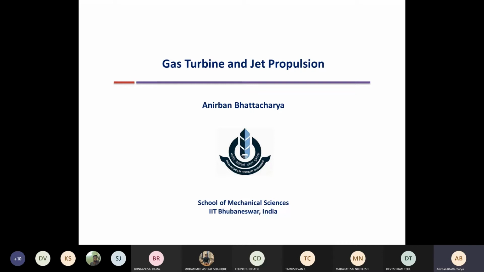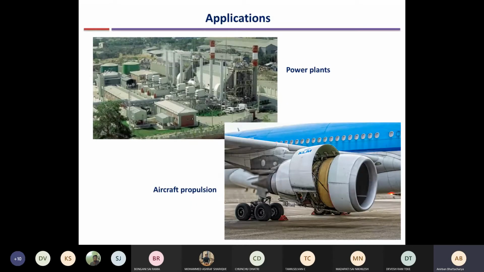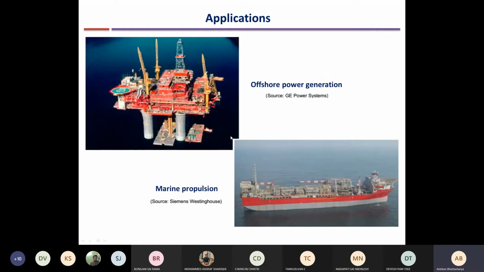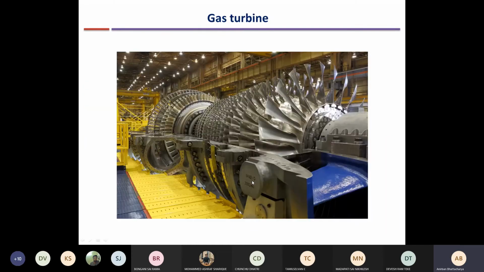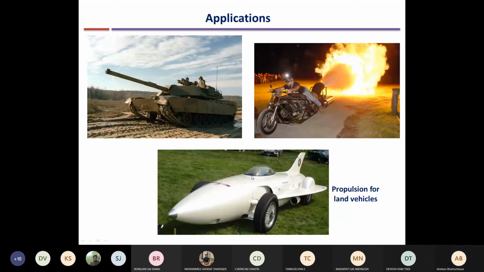So we had a quick discussion on the various applications of gas turbines, and we found that there are two main applications: jet propulsion, so most of the aircraft engines nowadays use gas turbines, and power generation. And apart from that, there are some other applications like offshore oil rigs, marine propulsion, helicopters, tanks, and some experimental vehicles also have used gas turbines.